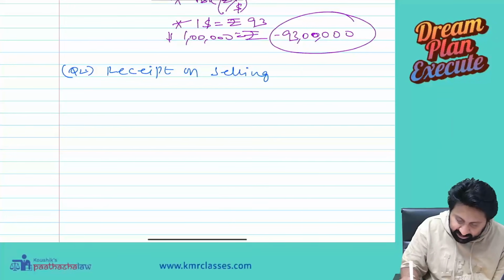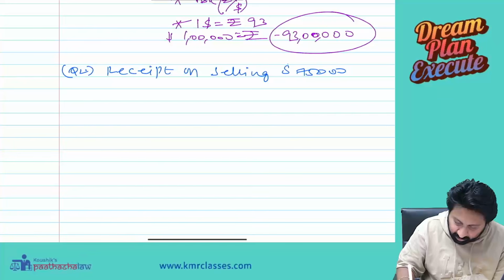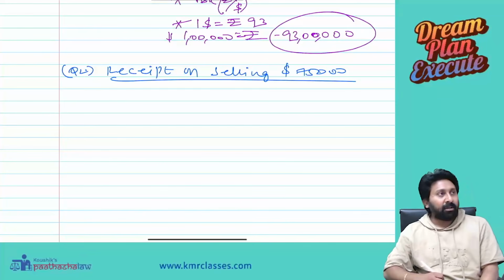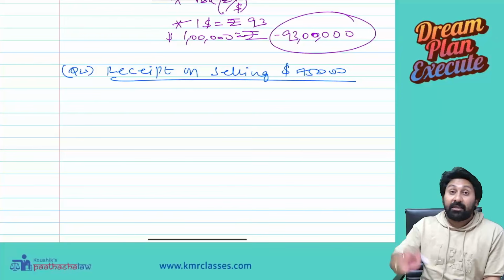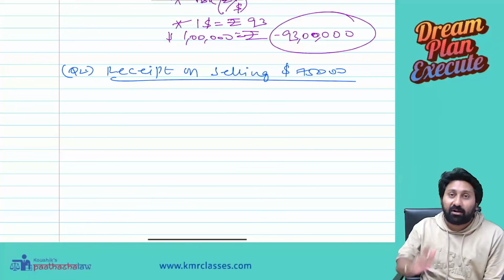Receipt on selling $75,000. Receipt on selling $75,000 means, if you sell $75,000, what will happen?